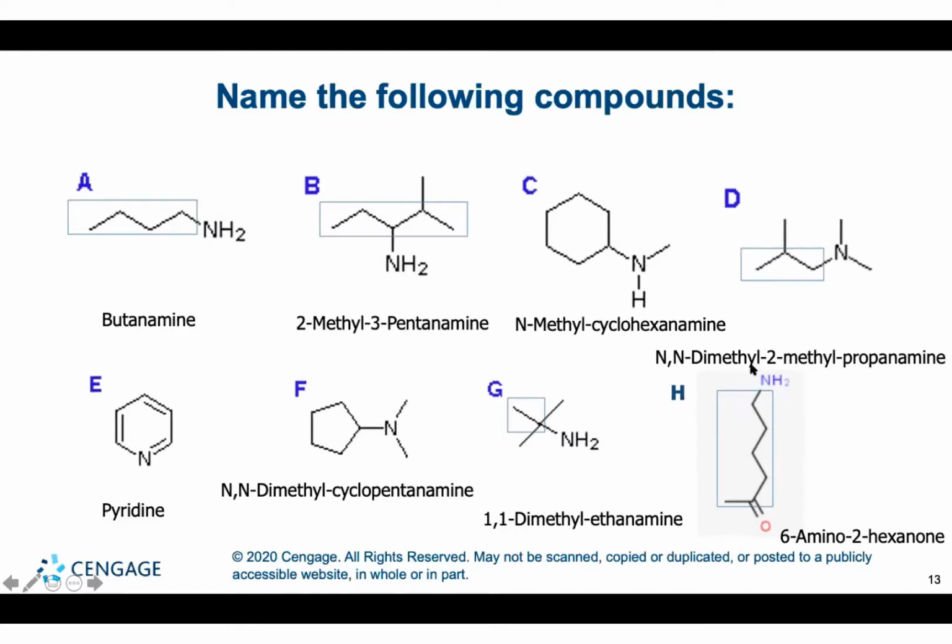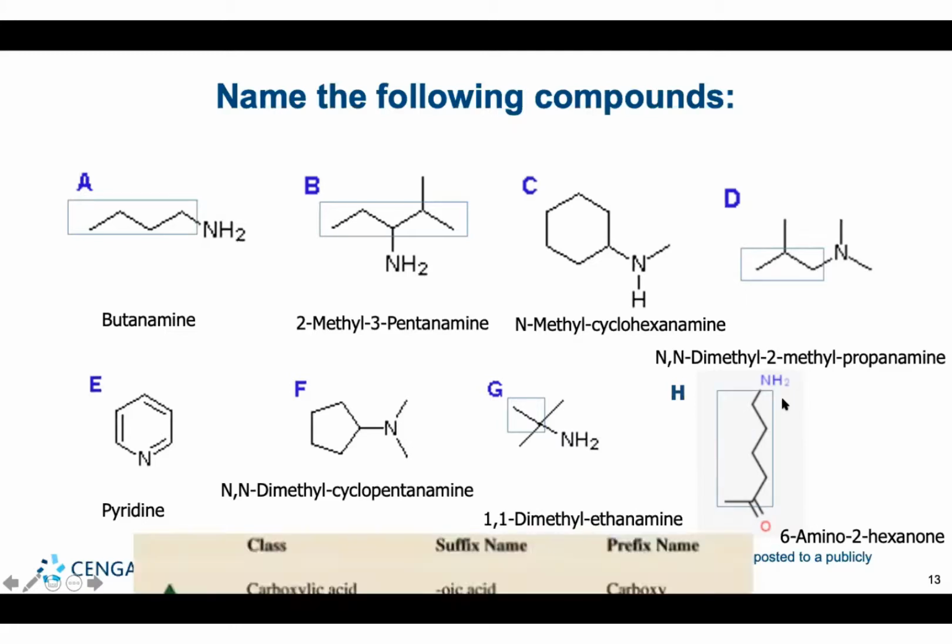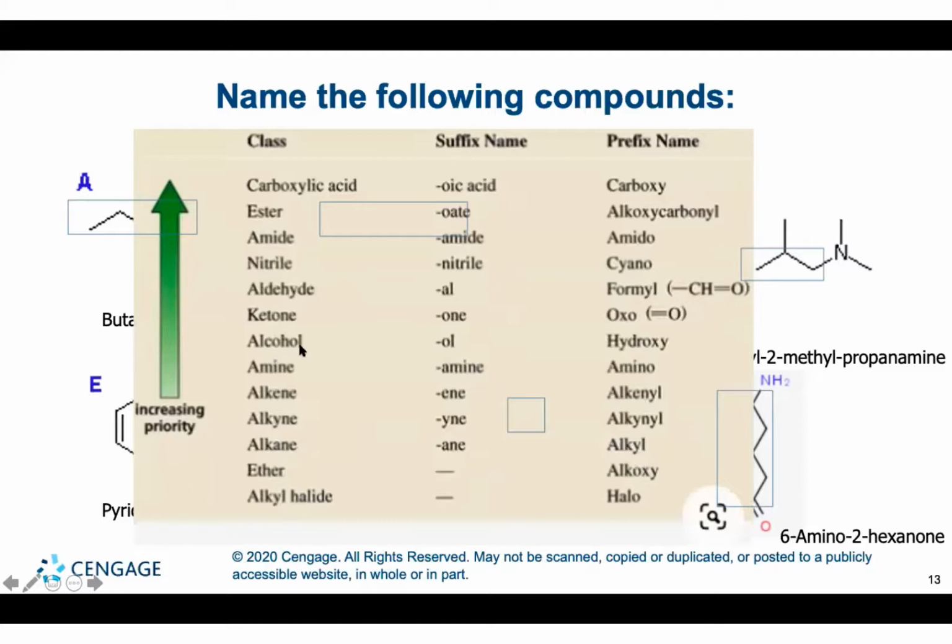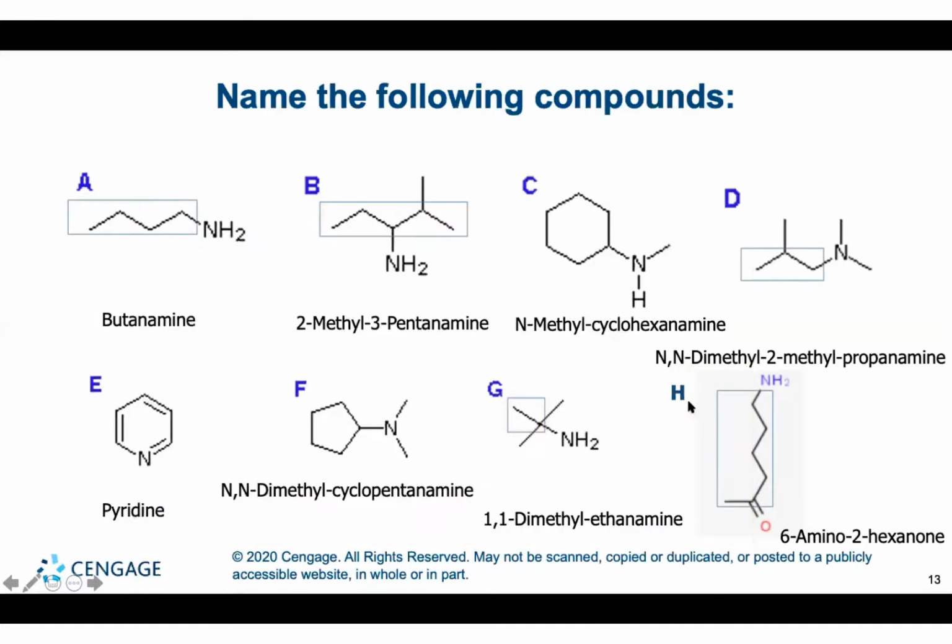It's going to be 6-amino. Whenever we have an amine as a branch, our prefix is going to be amino. It's going to be 6-amino, and the ketone is on carbon 2, right? 2-hexanone, and there are 6 carbons there. That's it, guys, for this concept.